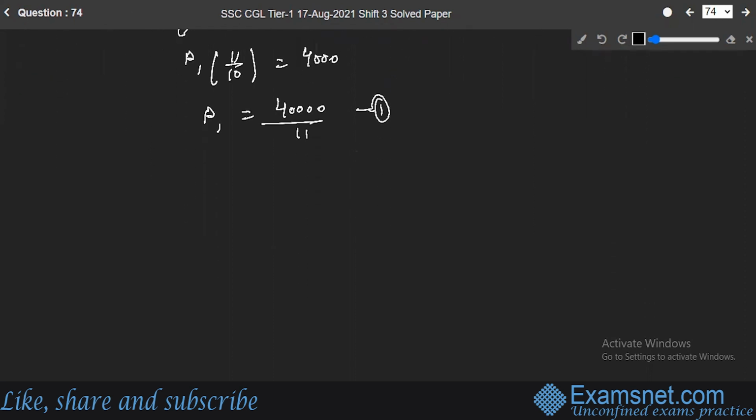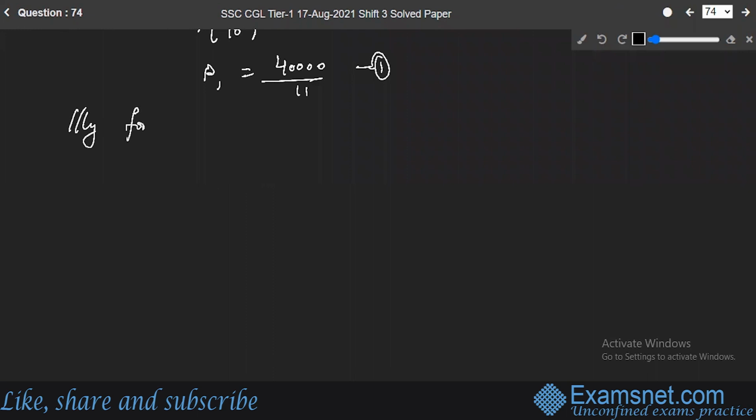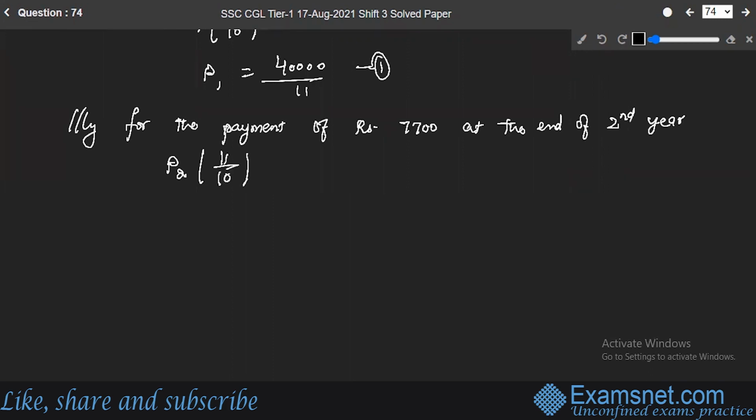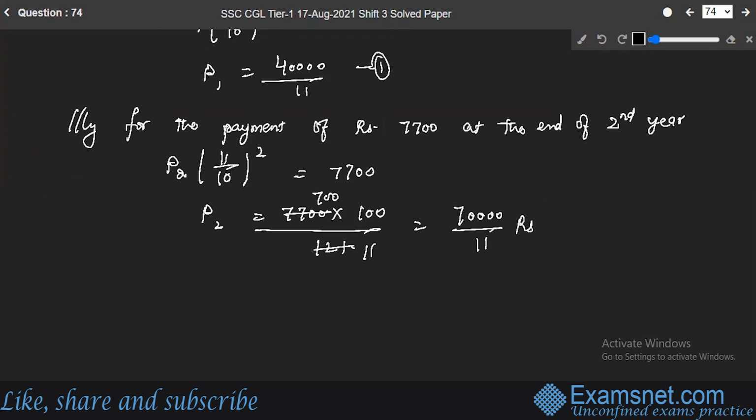Similarly, for the payment of rupees 7,700 at the end of second year, P2 into 11 upon 10. Now the number of years is 2, so I will raise it by 2. This is equal to 7,700, right? So from here, P2 is equal to 7,700 into 100 upon 121, right? Okay, actually, I'll write down over here 11 only. 11 into, I'll cut it. This will be 700. So this will be 70,000 upon 11 rupees.